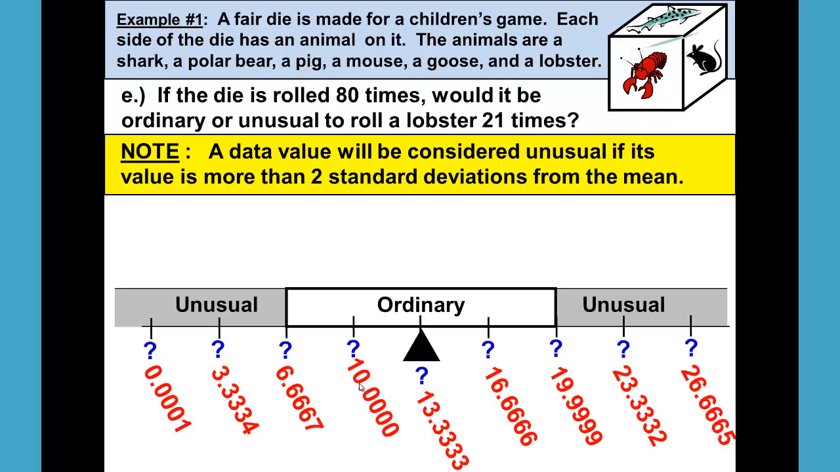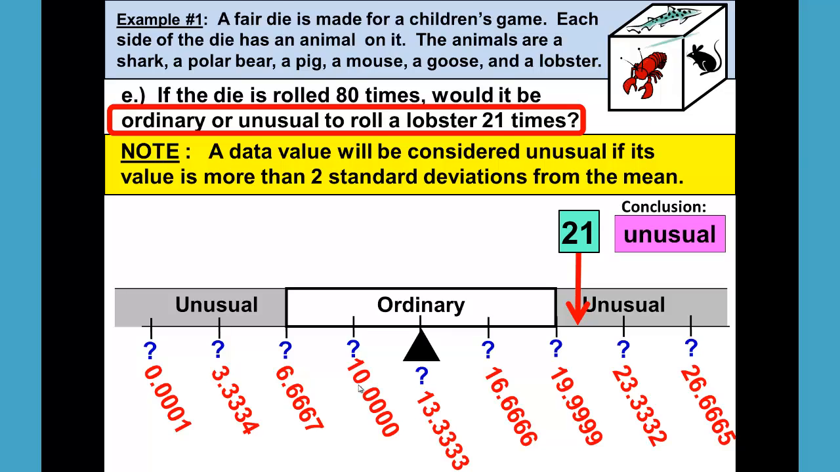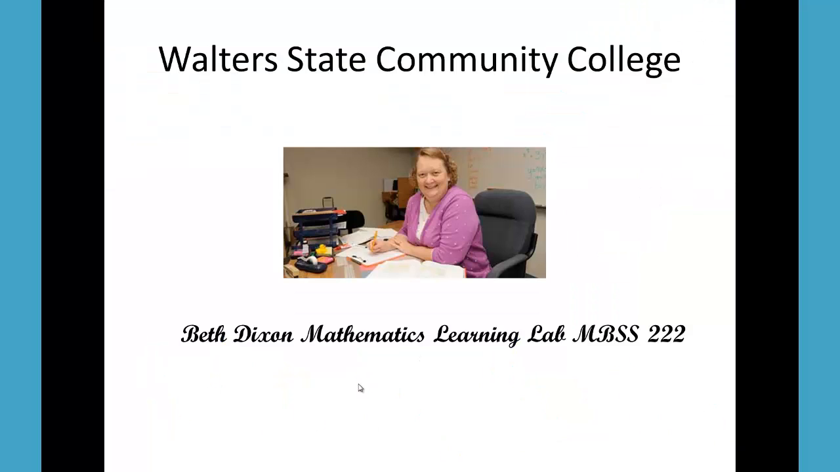Where does 21 fall on this number line? Well, 21 again still falls in the unusual range, and therefore our conclusion is unusual, and that is the way we can do this using our raw data.